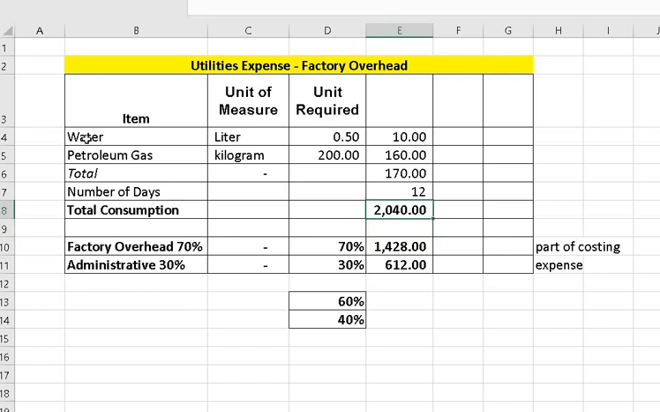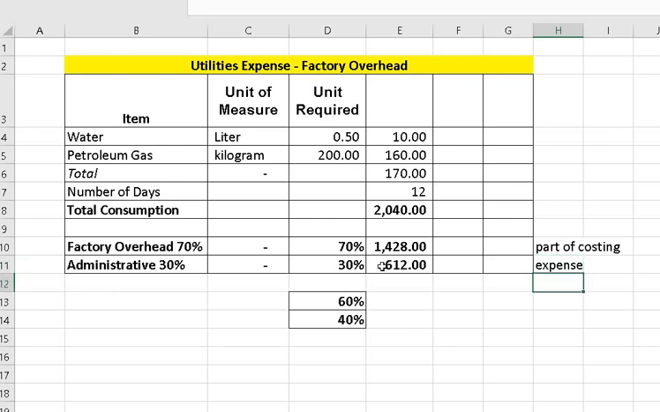So, pero yung 2040, hindi yan ang ating factory overhead sa kabuuan. Part lang yan. So, the factory overhead is, we will get 70% or assign 70%, which is 1,428. And the remaining 30%, 612, will be charged to expense. So, 70% part ng costing and 30% part of expense.